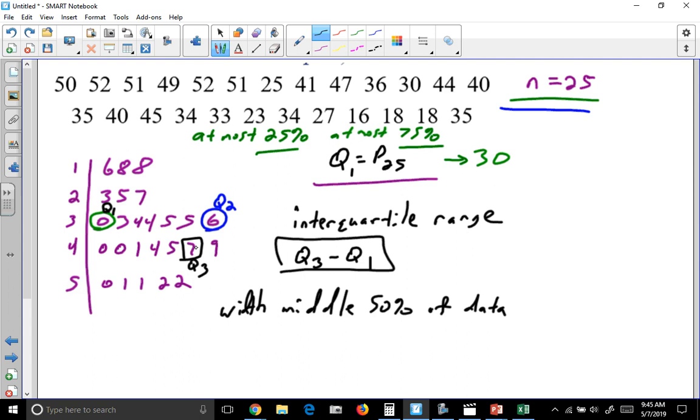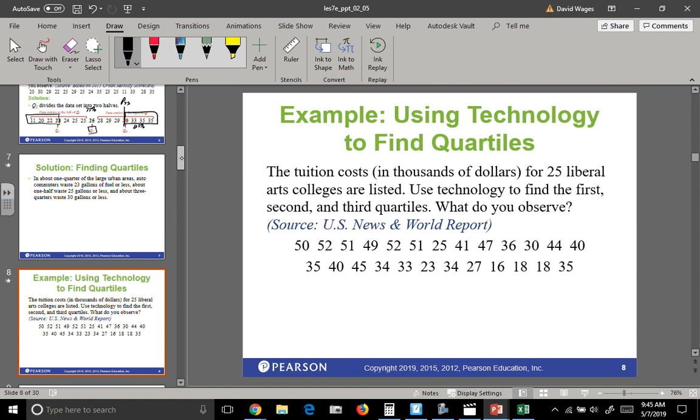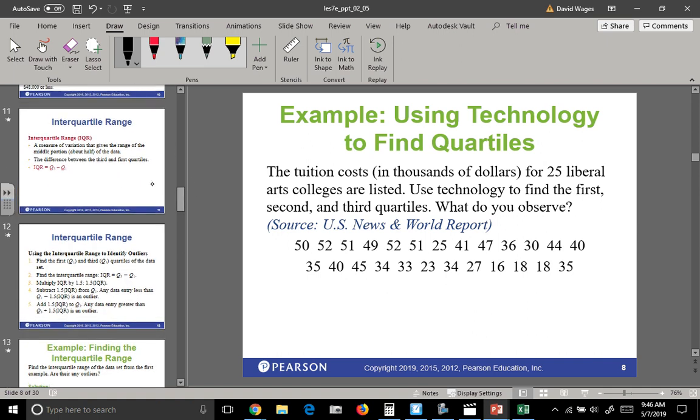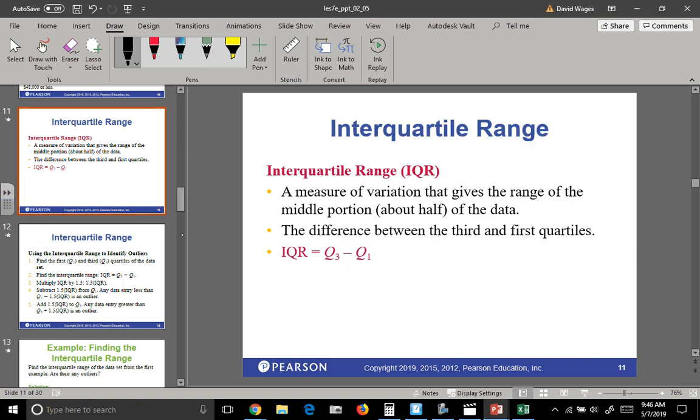So in this case, the third quartile is 47. The first quartile is 30. So the middle half of our data has a range of about 17. Sometimes that's shortened as IQR for interquartile range. So if we look back over here, there are some notes about the interquartile range. It's mentioned it's how much variation, or the width of the middle half. Talks about how we calculate it, which we just talked about.